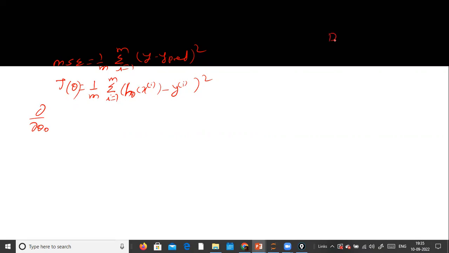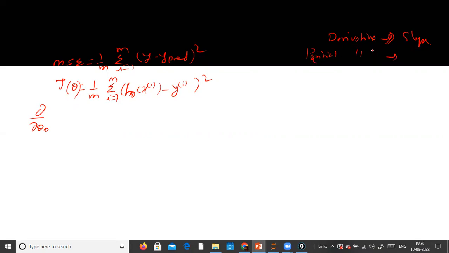What is a derivative, first of all? Derivative is nothing but slope, right? What is slope? The rate of change. The slope can help us find out the rate of change. That is what your derivative is. But what is a partial derivative?